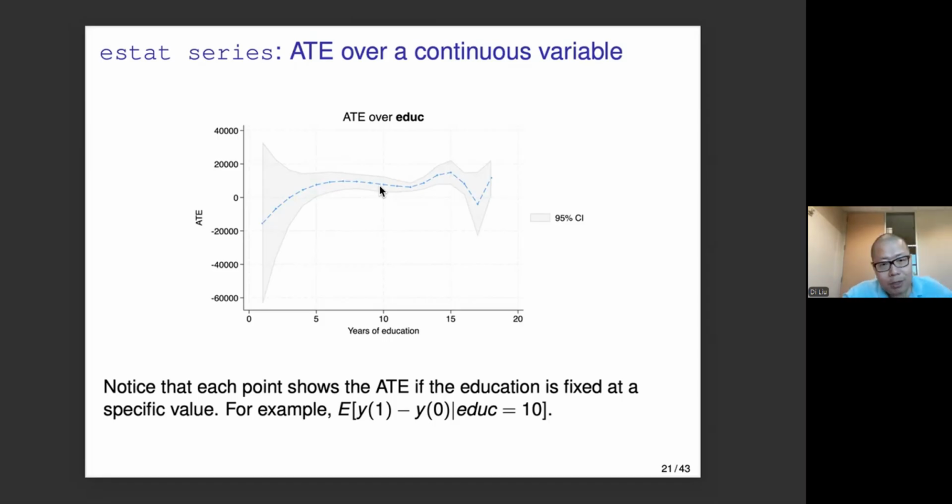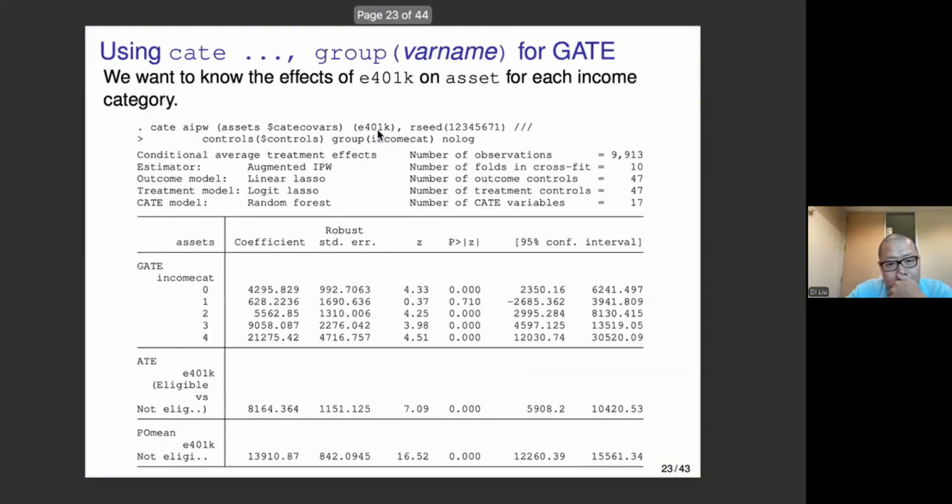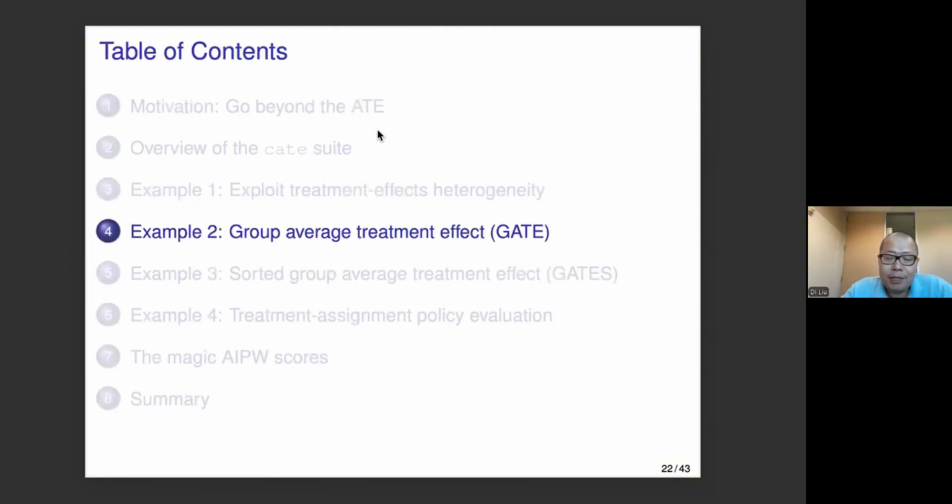So in this way, we look at how the training effect varies at different levels. At the beginning, we saw the ITE plot, where training effects varied at the observation level. Now we zoom out and look at how training effects vary with continuous variables. Okay, that's the first example.